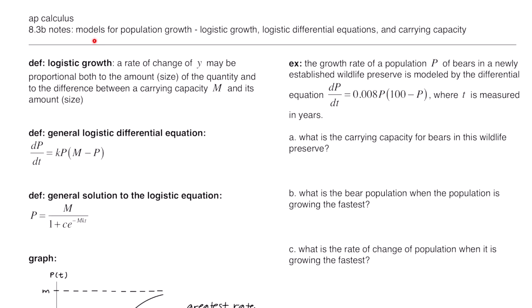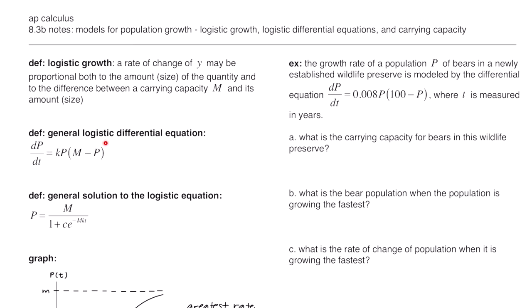In this lesson, I'm going to go over models for population growth, specifically logistic growth, logistic differential equations, and carrying capacity. Our first definition is logistic growth. We have a rate of change of y that may be proportional both to the amount or size of the quantity and to the difference between a carrying capacity M and its amount or size.